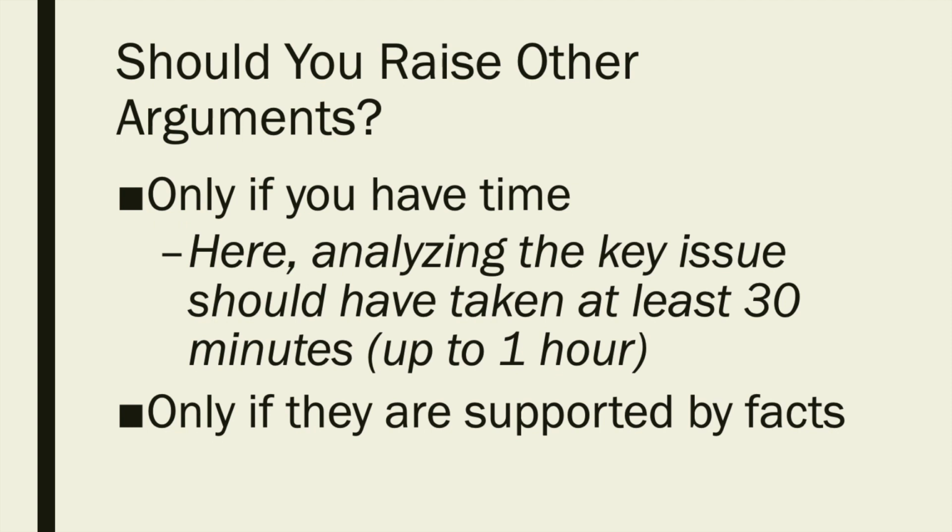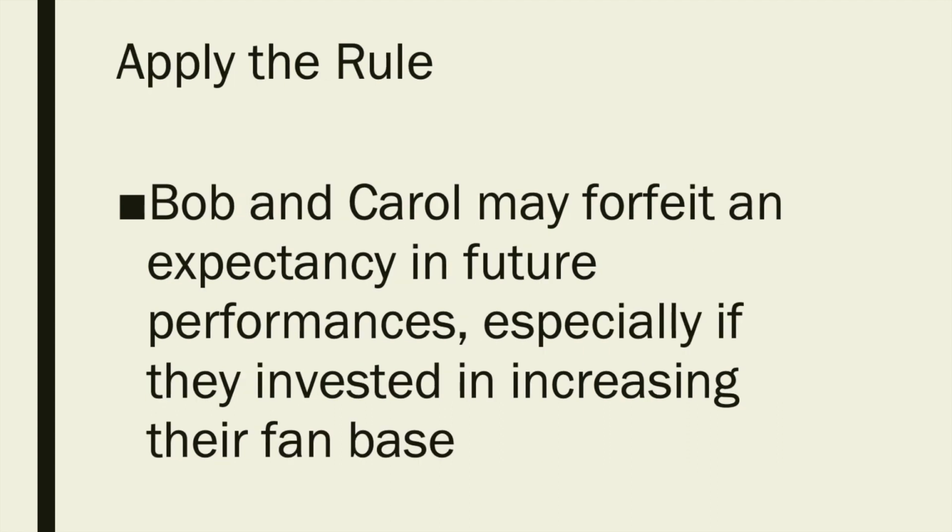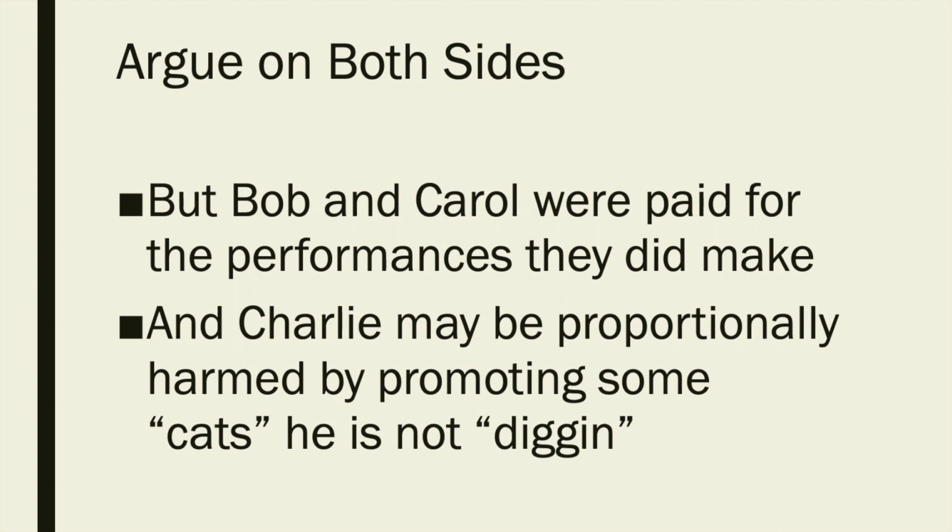So briefly, just for those who are curious, how does the excuse defense play out here? Well, the rule for excuse is that a court can excuse the non-occurrence of a non-material condition to avoid a disproportionate forfeiture. So let's take a look. What's the forfeiture? Bob and Carol, we could surmise, may forfeit their expectancy in future performance, especially if they had invested in their fan base. But they were paid for the performances that they had, and we have no facts to say they can't get another job. Maybe they could get another job getting paid more. They don't have to perform, and they won't be paid, so there's not necessarily forfeiture here.